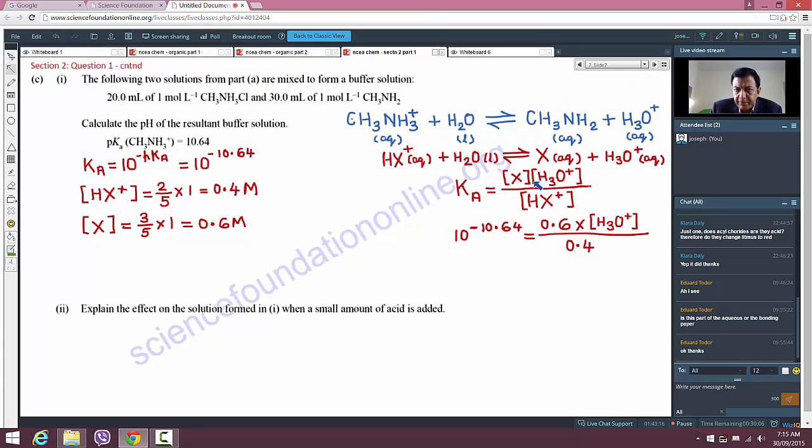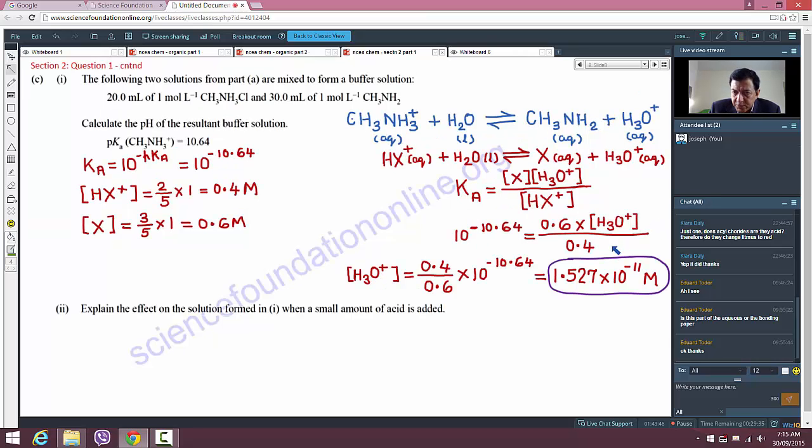Okay, so I'll apply that approximation using these numbers when we flip to the next slide. Here, those were the numbers there. Now I'm going to plug values into this Ka expression. There's the Ka value, 10 to the minus 10.64. The base concentration is going to be 0.6 molar. The acid concentration, 0.4 molar. And here's the H3O plus concentration. So I can use this to calculate the H3O plus concentration and then get the pH. That's what's going to happen now. That means the H3O plus concentration will be 0.4 on 0.6 times 10 to the minus 10.64, which gives us 1.527 times 10 to the minus 11.